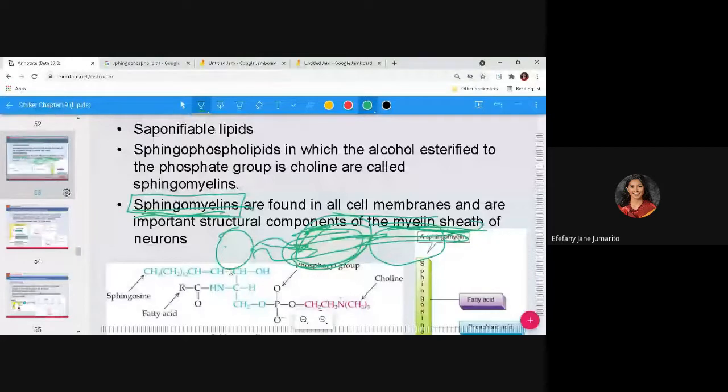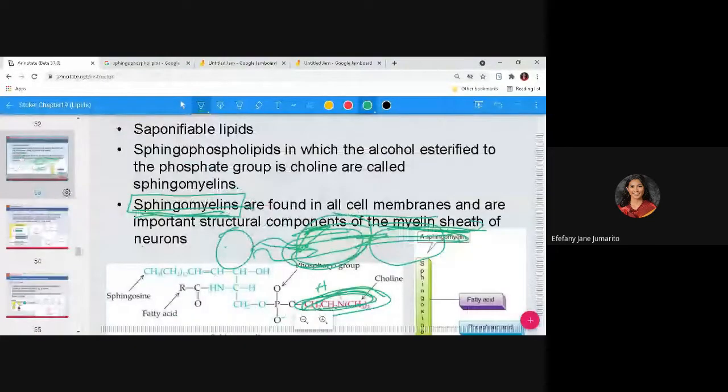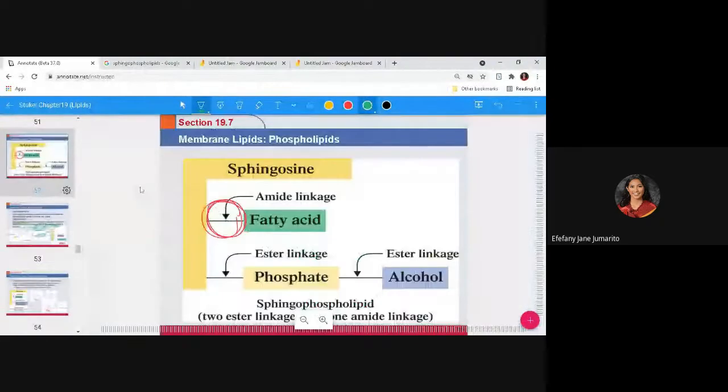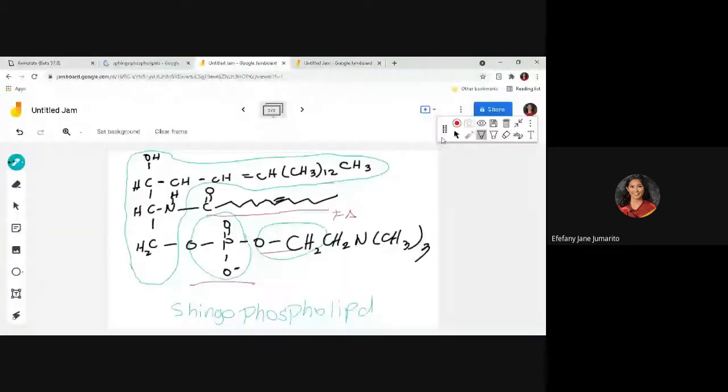So sphingomyelin is just a molecule where the H is replaced by choline. This is your sphingomyelin. Take note of that, class. Okay, let's go back to sphingosine. Now, let's go to the linkages.